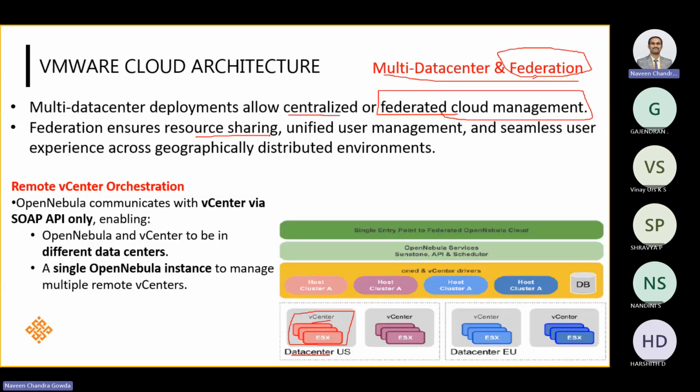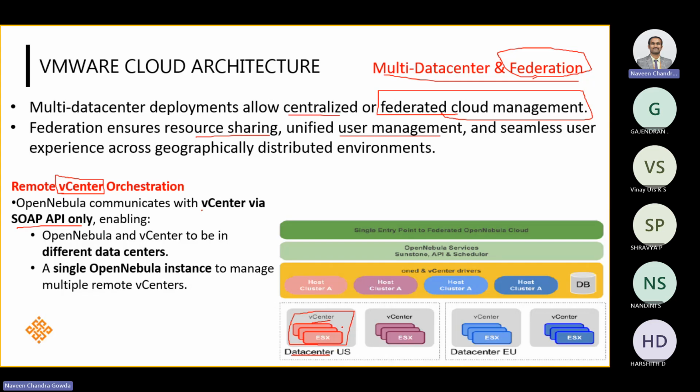Sharing can be taken care of by whom? It is by your vCenter alone that can take care of that. That is what we say, that vCenter orchestration is a service which is already available. So for communication among the multiple data centers, OpenNebula will be communicating through one of the APIs, which is the SOAP API, right? That allows communication between OpenNebula and any of the data centers.